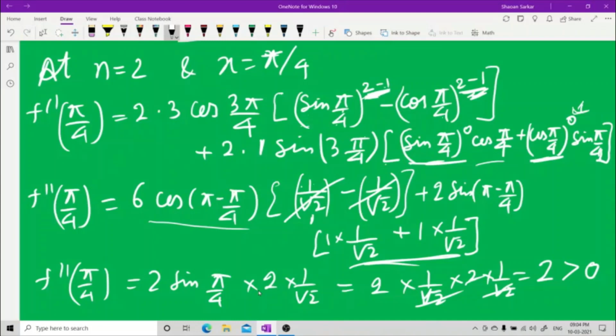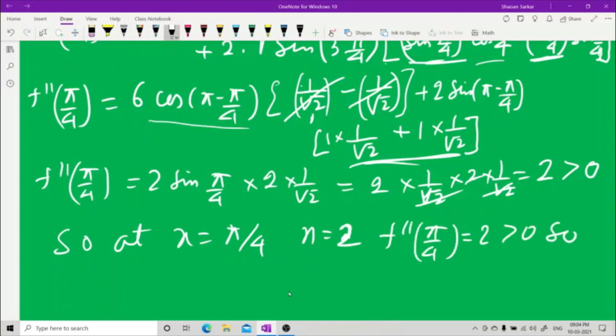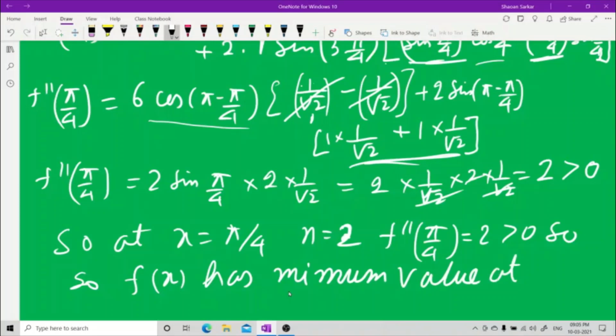So at x equal to pi by 4, n equal to 2, f double dash pi by 4 is equal to 2, greater than 0. So f of x has a minimum value at x equal to pi by 4 and n equal to 2.